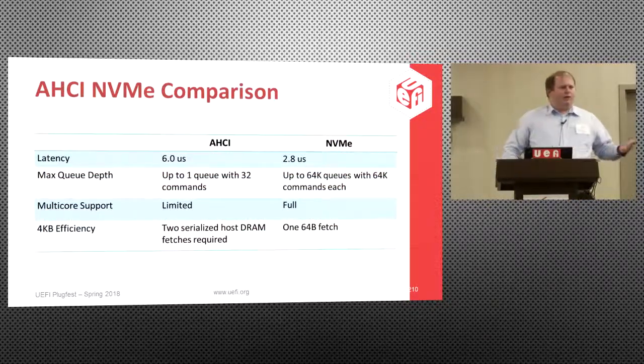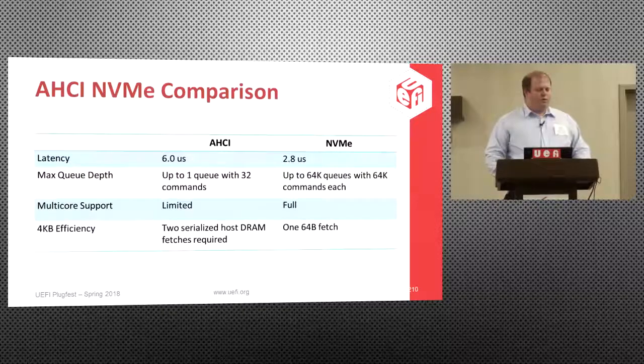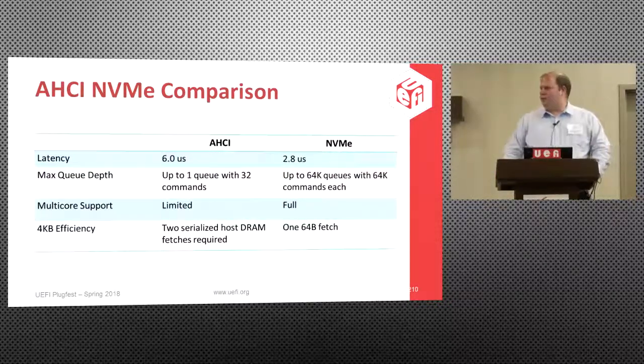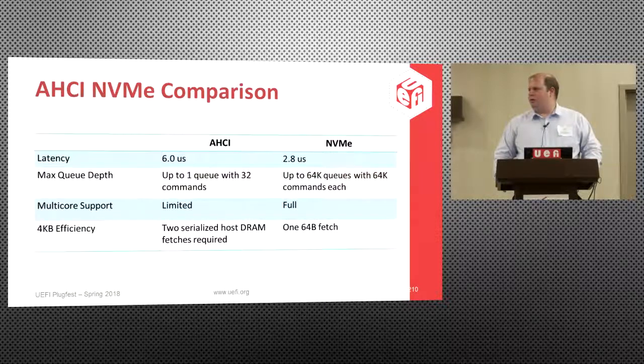So just a quick comparison with AHCI. The latency you can see is about just under half. The multi-core support is limited in AHCI, but full support in NVMe. The 4 kilobyte efficiency is not as capable under AHCI as it is under NVMe. They've done a lot of optimizations for quick access and low latency on NVMe hardware.